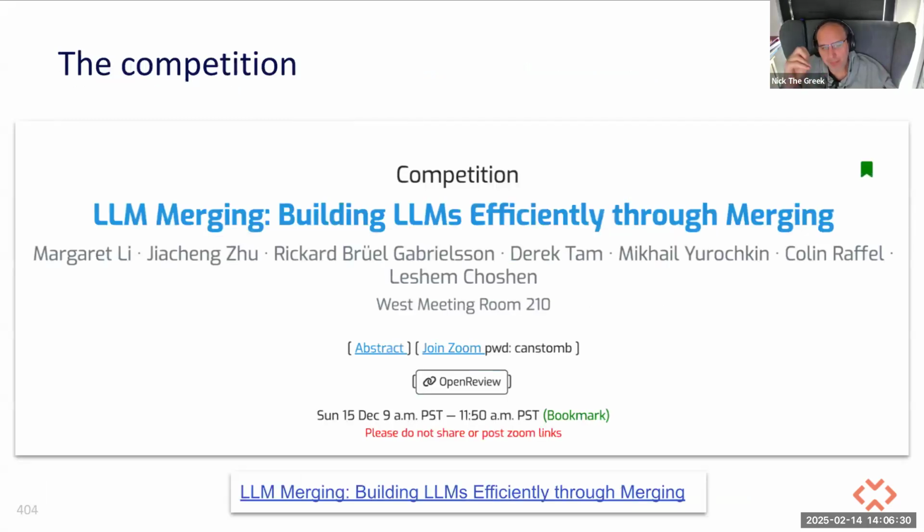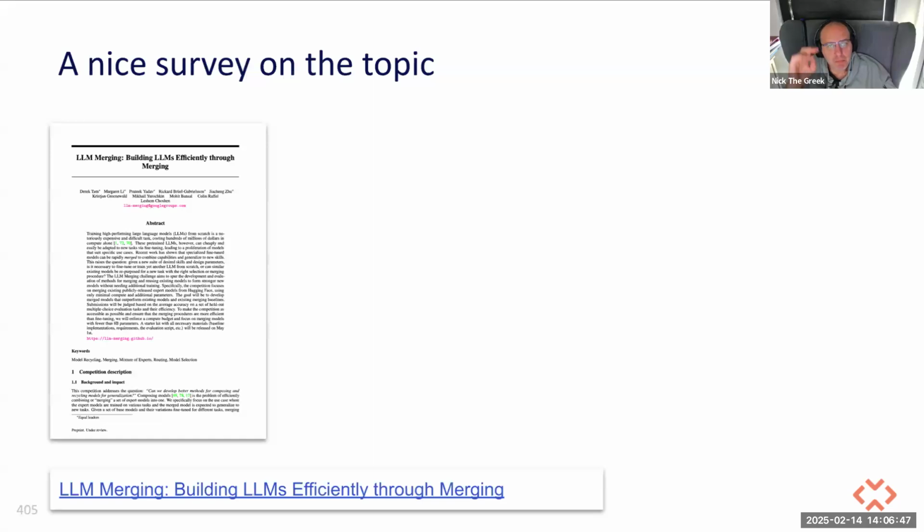And let's go to the main one, which was a competition called LLM merging, building large language models efficiently through merging. You can follow the link and see all the details. What I liked about this competition is the fact that they have a nice survey paper which you can go through, where they describe all the approaches for merging language models.